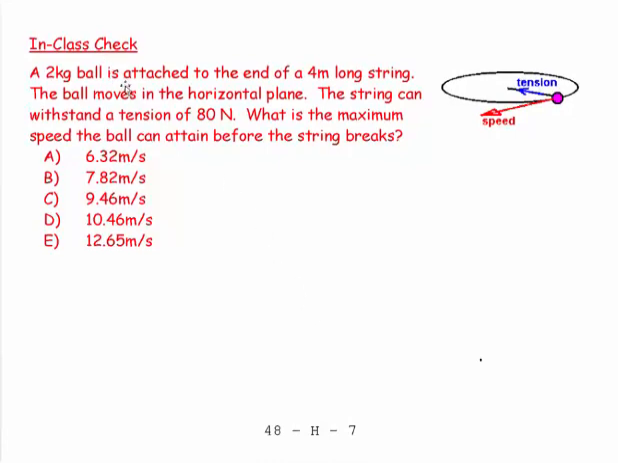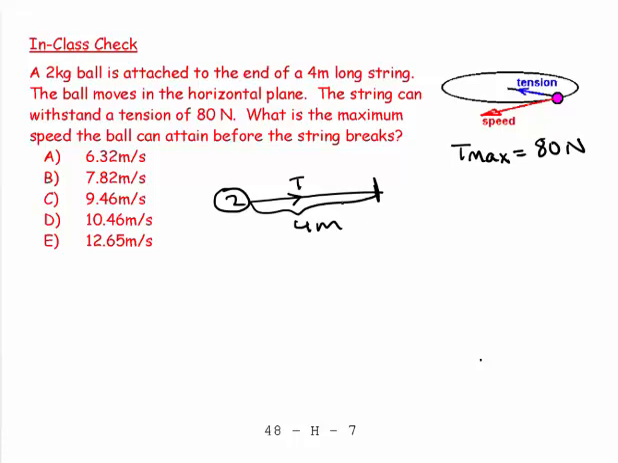So we say a 2 kilogram ball is attached to the end of a 4 meter long rope. So here we have 2 kilograms and we have 4 meters, and there's the middle point of my circular motion. The ball moves in the horizontal plane. The string can withstand a tension, is my tension. So T max is equal to 80 newtons. Beyond 80 newtons, the string will break. What is the maximum speed the ball can attain before the string breaks? So here's my speed, my V.